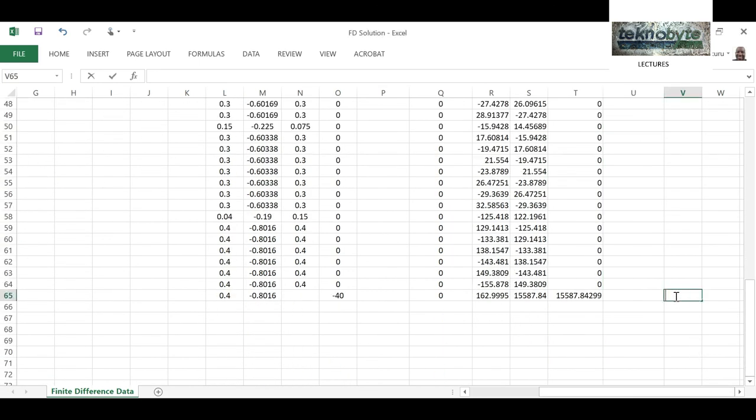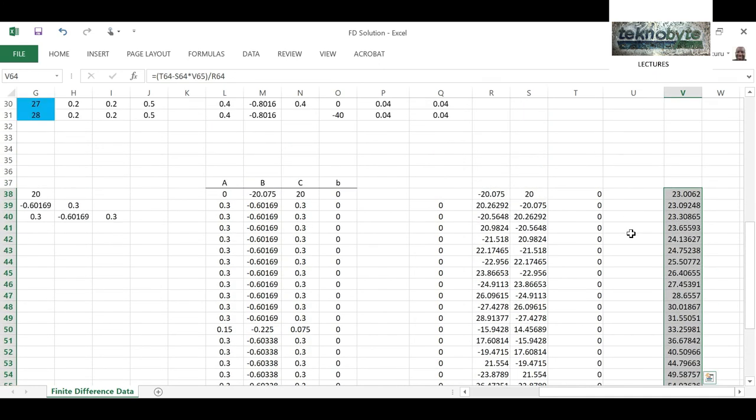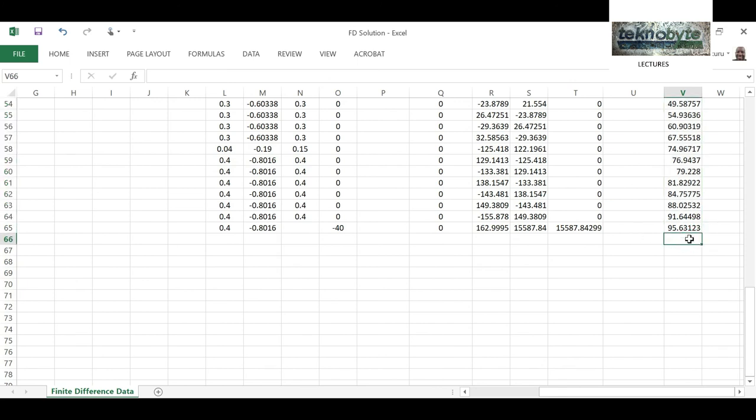To solve for the node voltages, we start with the last node voltage, which will be equal to B_n divided by A_nn. For V_(n-1), that will be equal to this minus this, multiplied by this, divided by this, and this is repeated backwards all the way up to entry number 1. You can see clearly that now we have the entries for all the node voltages from node number 1 to node number 29, because at node number 29, don't forget that the voltage was equal to a fixed value.